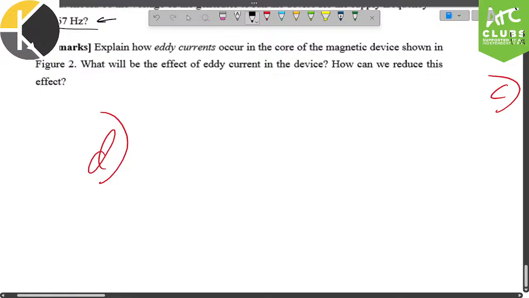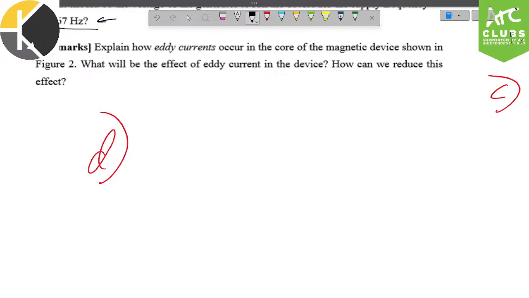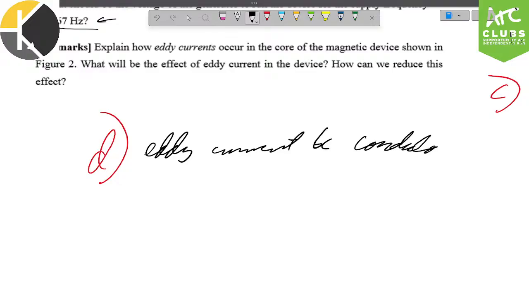And very much so, there is only one answer, unless you can find a magnetically permeable element that does not conduct electricity. I don't know how you're going to do it. So we just say eddy current because conductor. Full marks right there. But mind you, let's think about the rest of the question.